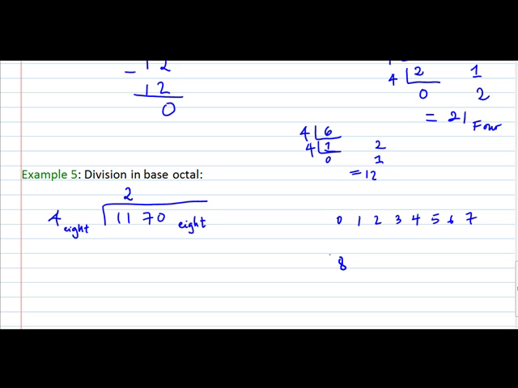8 goes into 8 one time, remainder is 0. 8 goes into 1, 0 times, remainder is 1. That means I have 1, 0 in base 8. So this is less than 11, so bingo. Now I subtract in base 8 to have 1, and here 0. And then you bring down the 7.